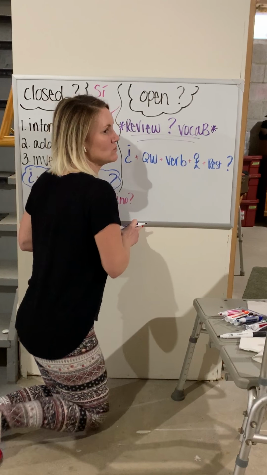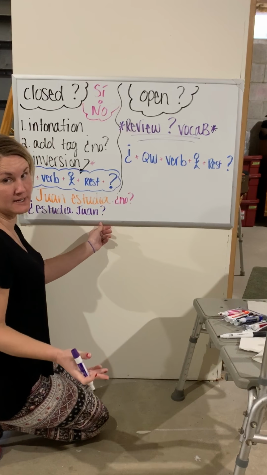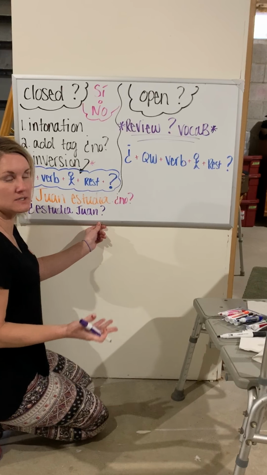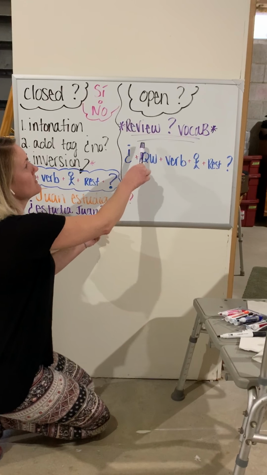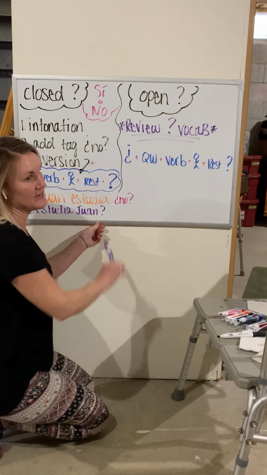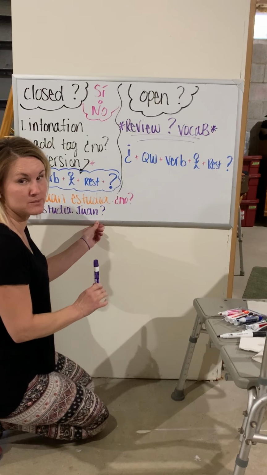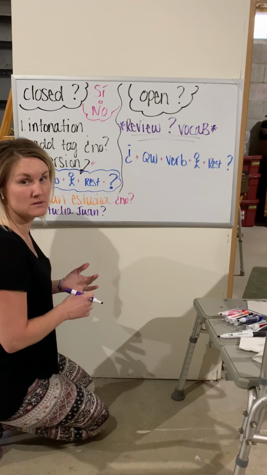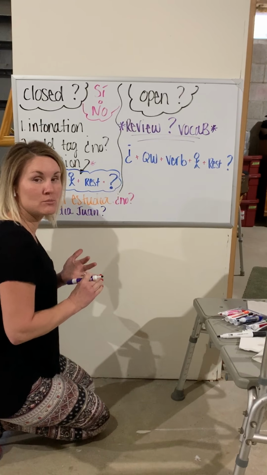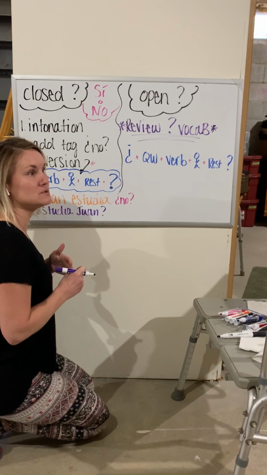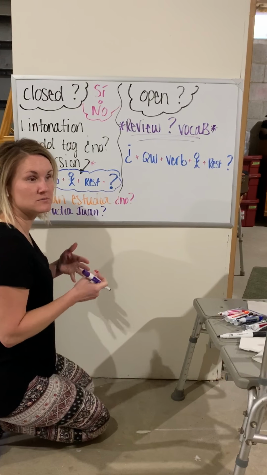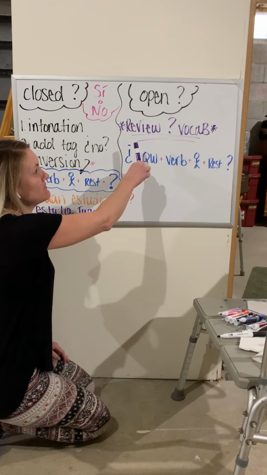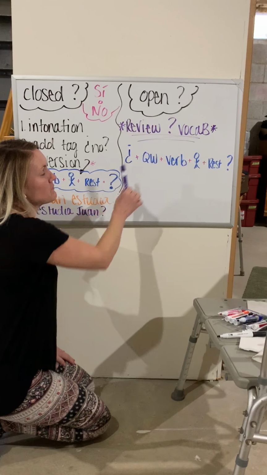Open-ended questions, so now I don't want to know, is Juan studying? I might want to know, what is Juan studying? Or where is Juan studying? So first thing, you have to go back and review your question word vocab, okay? You need to know what does dónde mean? Where? What does cómo mean? How? How do you say from where? De dónde? How do you say what? Okay, so you have to go back and review your question word vocab.